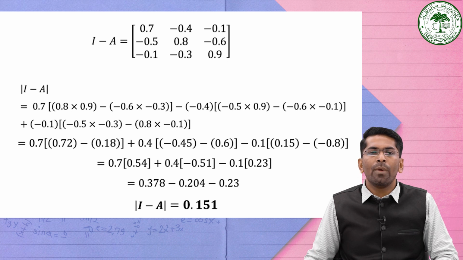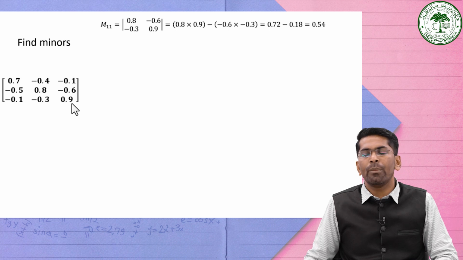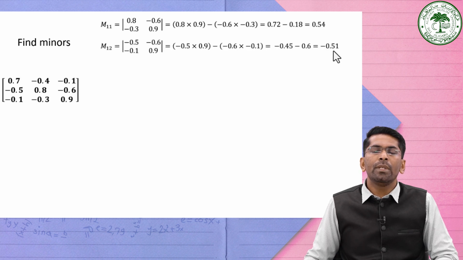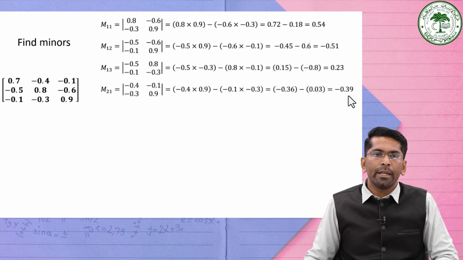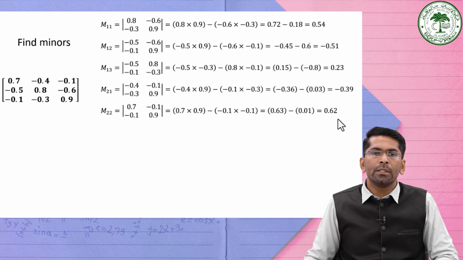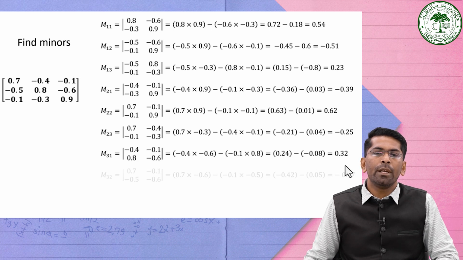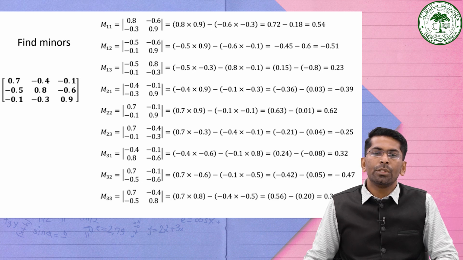After finding the determinant value, the next step is to find the minors of the given matrix. The minors are given here. We have 9 elements because we have a 3 by 3 matrix, so all the minors are written separately. Minor M11 is equal to 0.54, M12 is equal to minus 0.51, M13 is equal to 0.23, M21 is equal to minus 0.39, M22 is equal to 0.62, M23 is equal to minus 0.25, M31 is equal to 0.32, M32 is equal to minus 0.47, and the last minor is equal to 0.36.